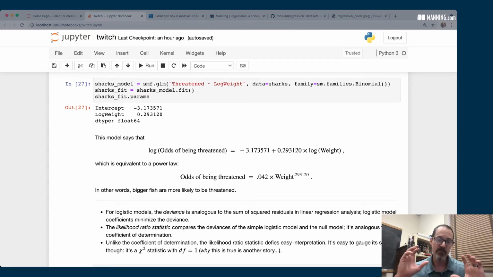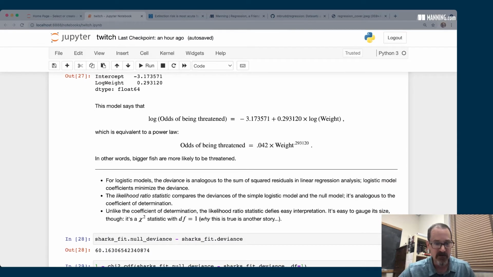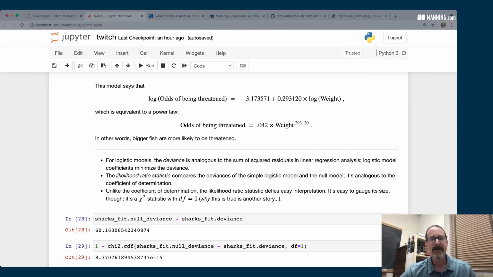Okay, so you have these two competing models. They're nested, they're in this hierarchy, however you want to say it. So the null model is just the average, the baseline probability. You've got your logistic model. All right, so when you compare these two models, each model has a deviance, and the likelihood ratio statistic compares them. It just subtracts what's called the residual deviance from the null deviance. Okay, so that number is called the likelihood ratio statistic. In fact, there it is, the 60.16 and change. You just take the difference. That's the number you want to look at.